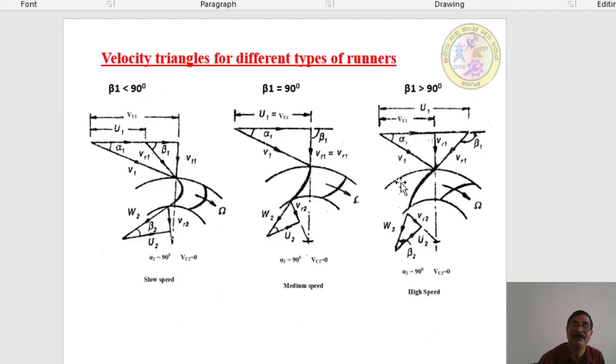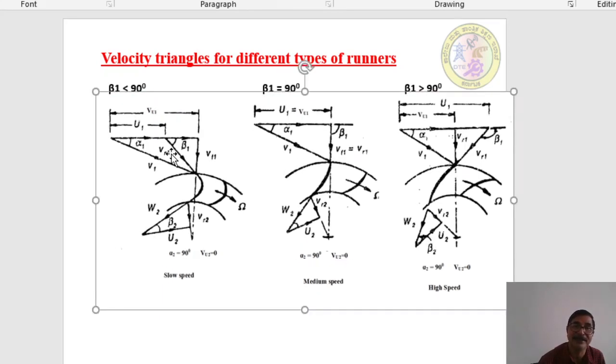And these are the various turbine runners, or different runners for different speeds. So this is the inlet velocity triangle for the slow speed runner, and this is the outlet velocity triangle for the slow speed runner. The outlet velocity triangle is common for all the types of runners, but the inlet velocity triangle changes.